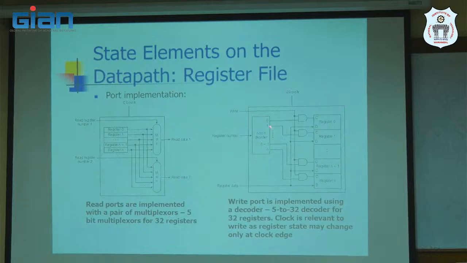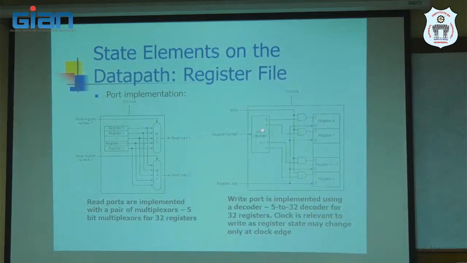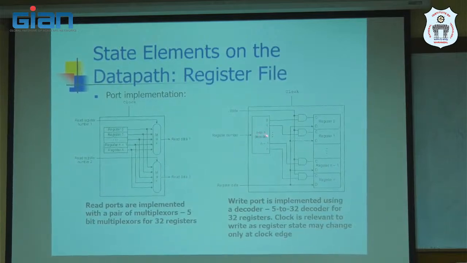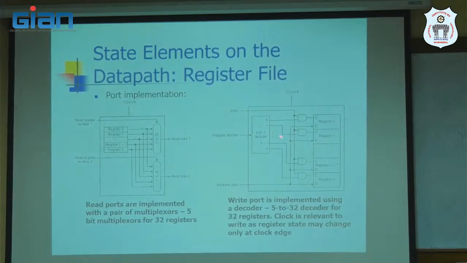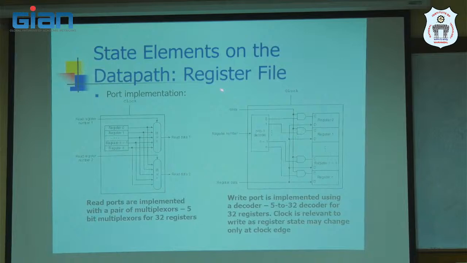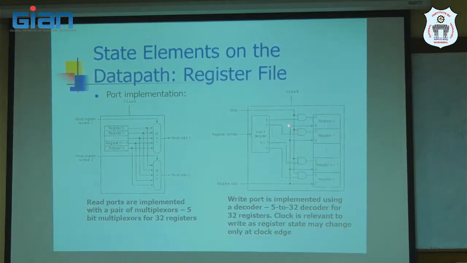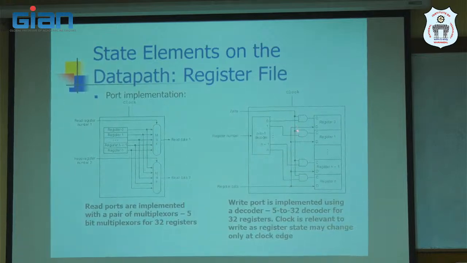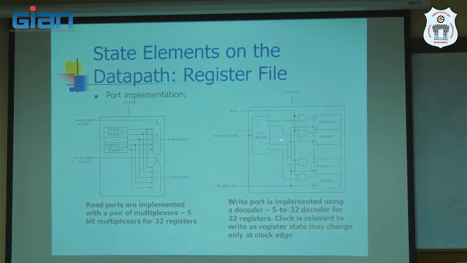Let us say we give 0, 0, 0, 1. Which decoder output will be 1? This one will be 1, logic 1. When you are writing the data, the write signal is also going to be 1. Actually write is a low signal, but with inversion we can make it 1. So with 1 and 1, the AND gate output is 1, and then this register will be selected for the clock.